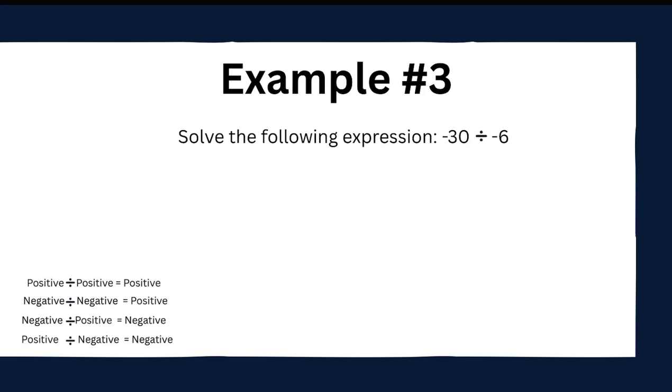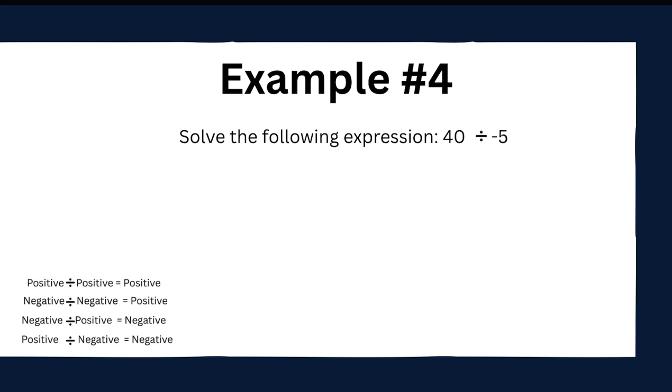Now going on to my third example, I have negative 30 divided by negative 6. So I see that I have two negatives, and when I have two negatives, I know my answer is going to be a positive. So of course, I divide accordingly. I know 30 divided by 6 is 5, and of course, I keep my answer a positive because that's what my rule says to do.